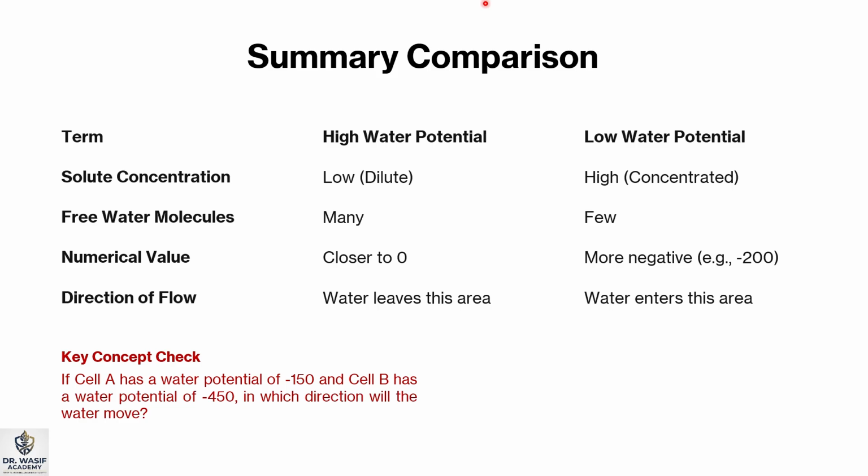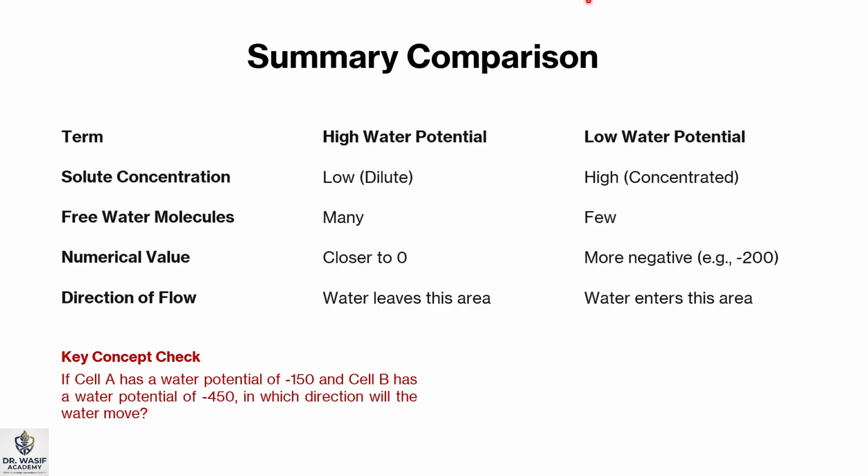A high water potential is always closer to zero. So remember, zero is the maximum. As you add more solutes to pure water, the value becomes more negative. So a low water potential is a number like minus 200 or even minus 500. So finally, there is the direction of flow.